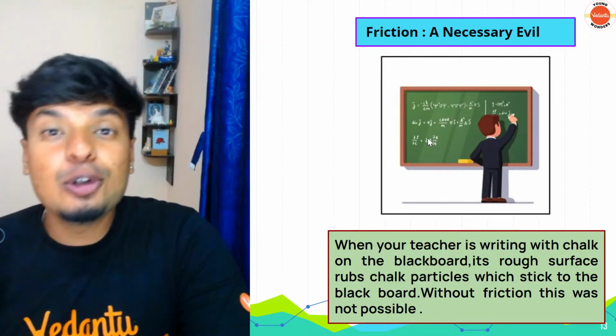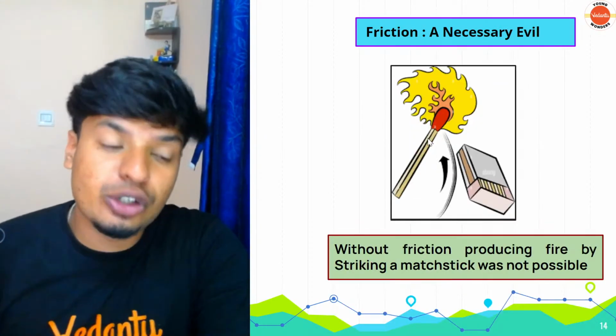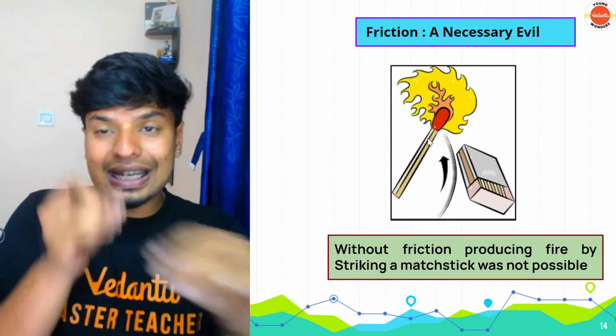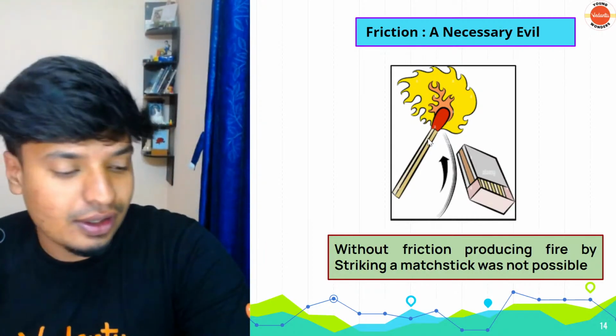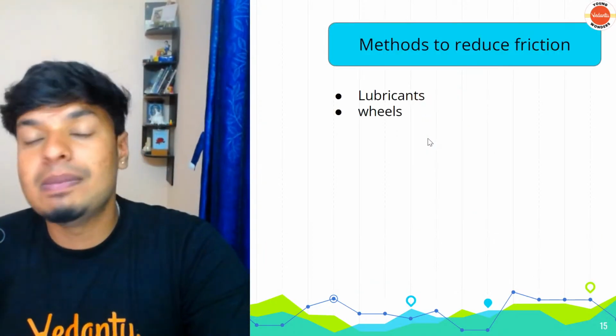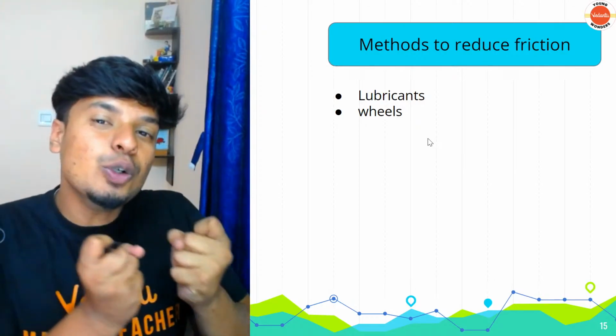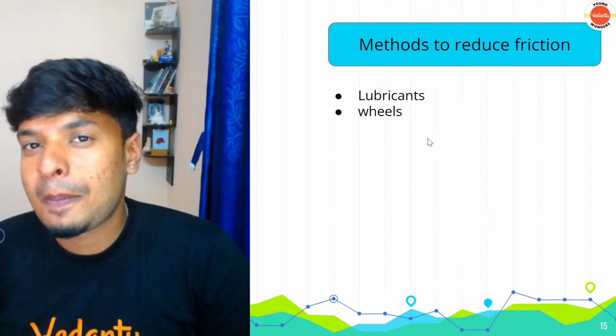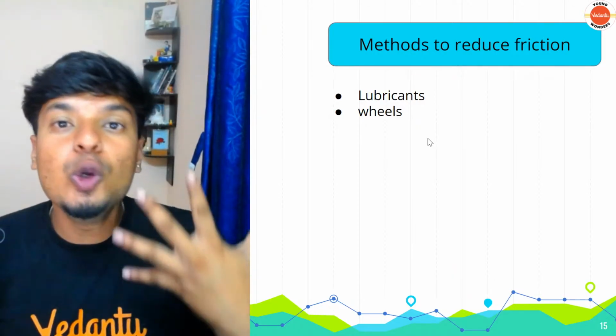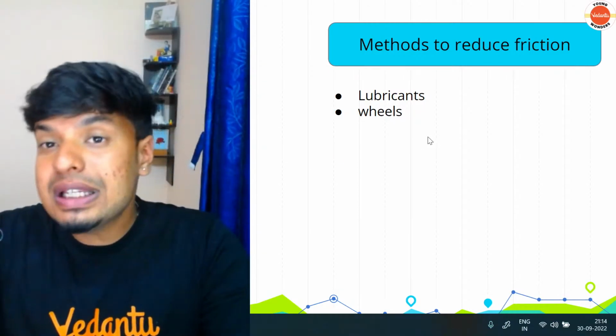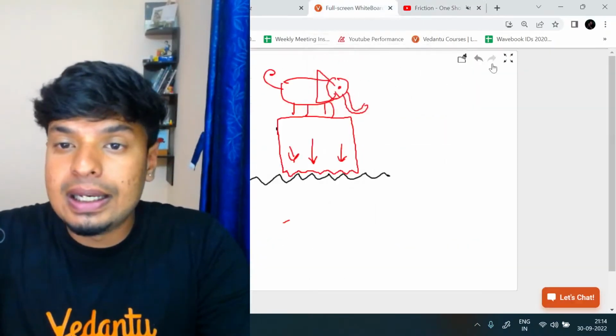Right? And we are able to walk properly because of friction. A matchbox lights because of friction. Without friction, nothing will be possible. Now, how do you reduce this friction? By using something called lubricants. Now, how do these lubricants work? Let me show you.